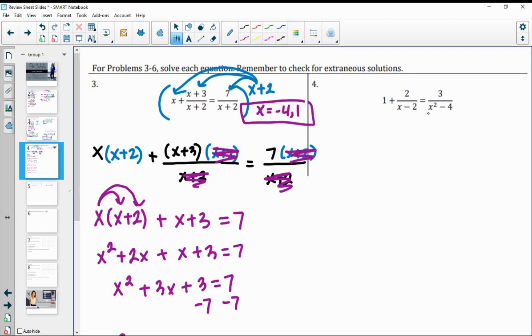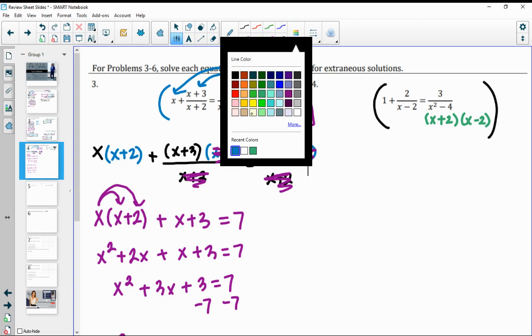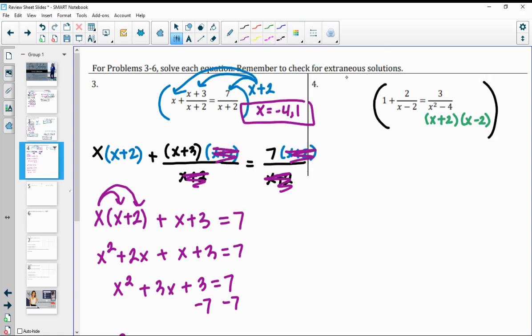In this next one, we want to make sure that we factor the denominator first so that we can see the factors. So this is a difference of squares, so that's going to factor to x plus 2, x minus 2, in which case now we'll multiply by both x minus 2 and x plus 2 so that we can get rid of that denominator. Okay, so we're going to have to multiply by both of them. So I'm just going to write them over here since I don't really have room on that side.